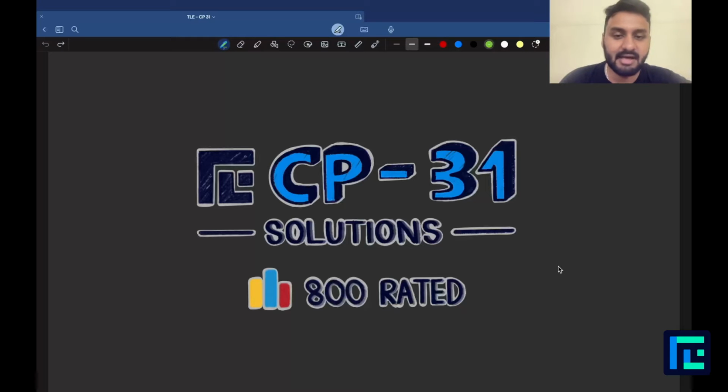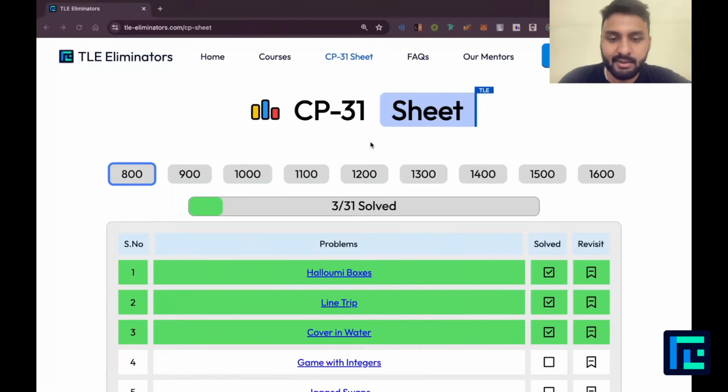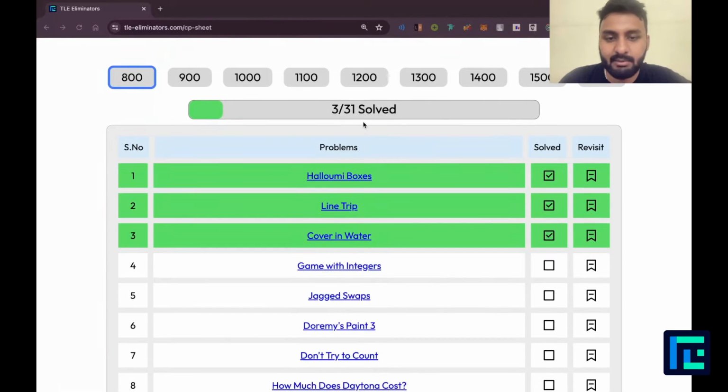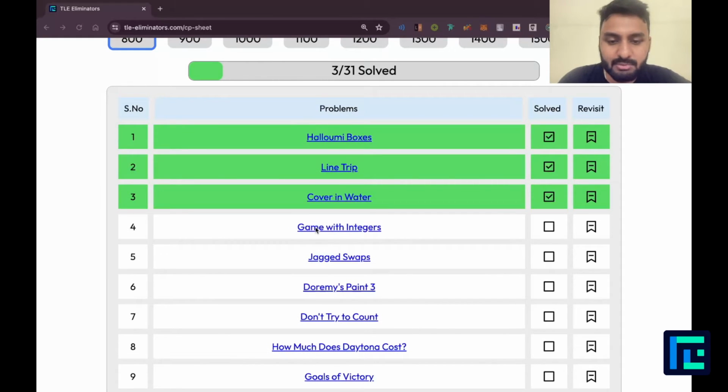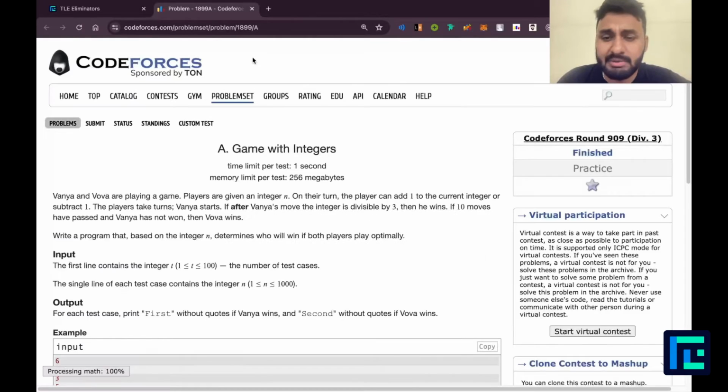Today we'll be looking at the fourth problem from the CP-31 sheet by TLE Eliminators under the 800 rated questions. Let's go. So I'll be moving on to the CP-31 sheet over here. I can see all my 31 problems and my 800 rated parameter is ticked off, and we have the fourth problem, game with integers. Let's click on this. So this opens up our problem.